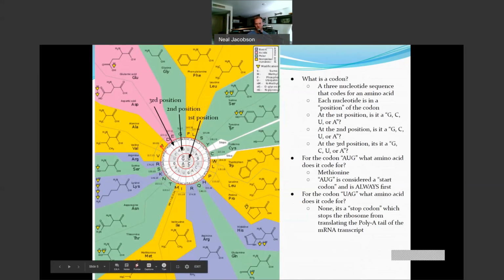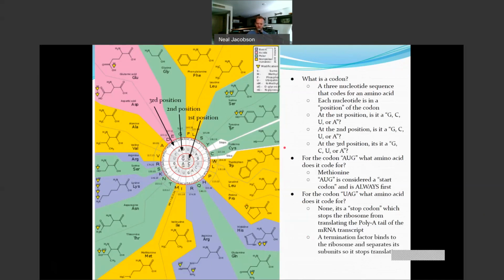So there's a stop codon, and that stop codon has a termination factor that binds to it. The termination factor is just like this little protein or RNA thing that comes in. It has an anticodon. It reads the stop codon. The anticodon matches up to it. And that termination factor separates the large and small subunits, opens up the jaws of the ribosome, and it lets go of the RNA transcript and floats away.